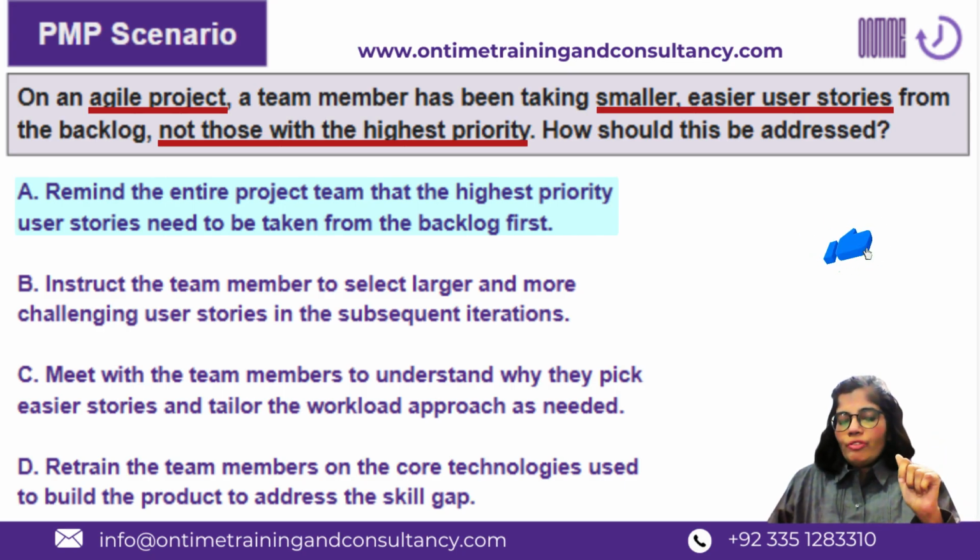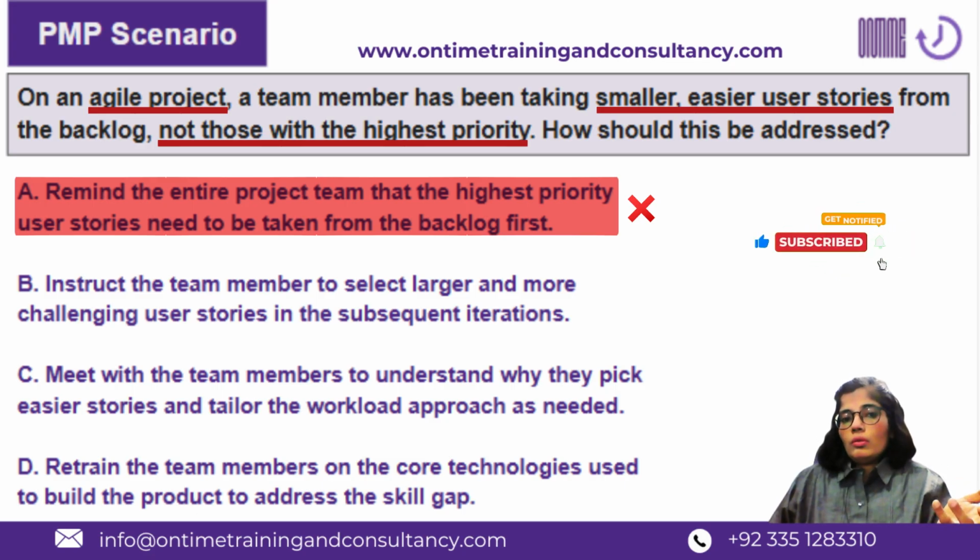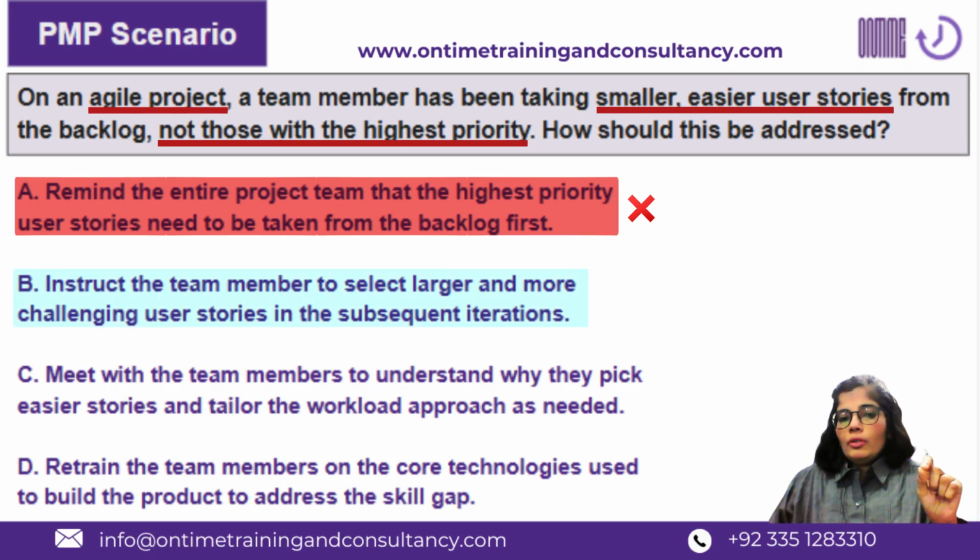So A is definitely not the right thing to do, and A is not going to address the root cause of the situation because nobody is going to speak up in this environment. Nobody is going to really speak their heart out to you. Right? Option B, instruct the team member to select larger and more challenging stories.